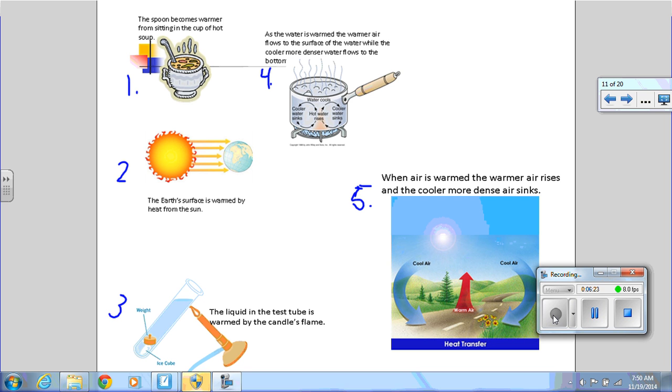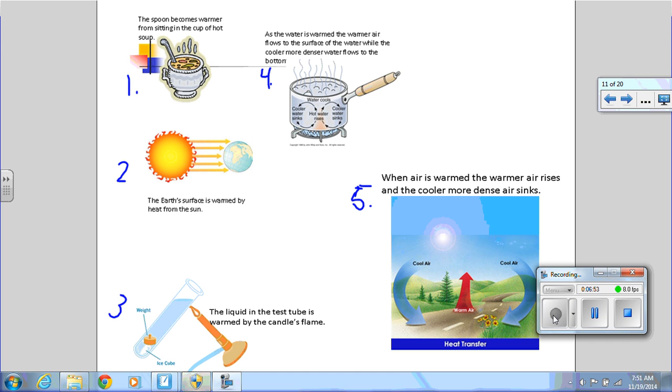Number 3, the liquid in the test tube is warmed. You have to be careful with this one because actually you have both here. If you're talking about the flame in direct contact with the test tube, that will be conduction. But we're focusing on the liquid in the test tube being warmed. That's going to be an example of convection. Number 4 would also be another example of convection, and number 5 would be another example of convection as well. So you have all 3 examples shown here in these pictures.